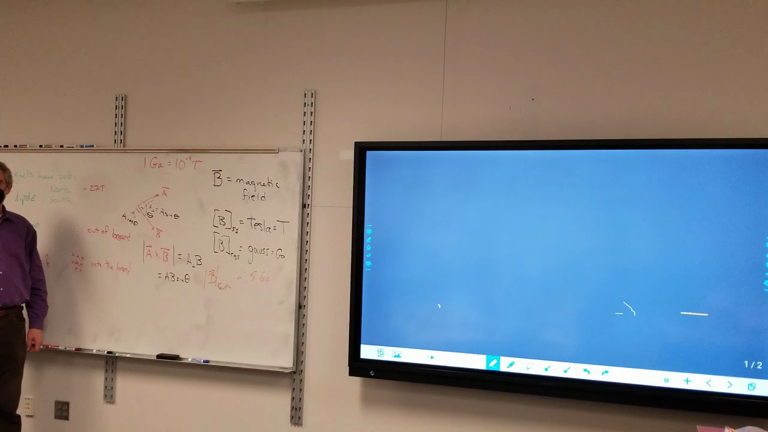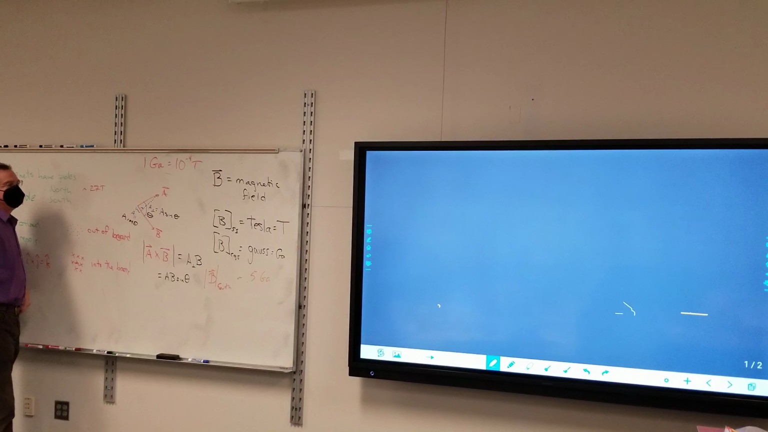And the way you figure it out is the right-hand rule. Anyone left-handed in here? Okay, don't have to worry about that part.